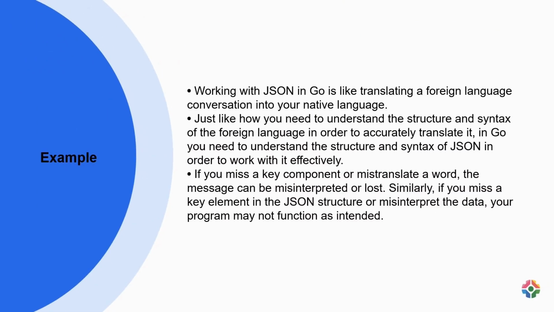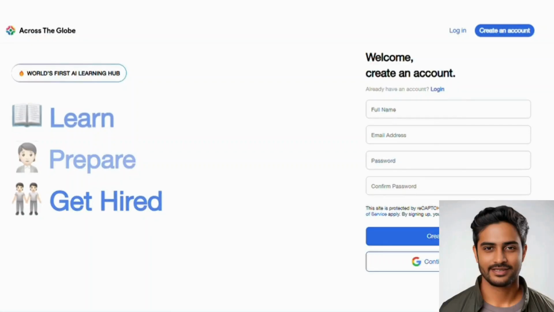Working with JSON in Go is like translating a foreign language conversation into your native language. Just like how you need to understand the structure and syntax of the foreign language in order to accurately translate it, in Go, you need to understand the structure and syntax of JSON in order to work with it effectively. If you miss a key component or mistranslate a word, the message can be misinterpreted or lost. Similarly, if you miss a key element in the JSON structure or misinterpret the data, your program may not function as intended.